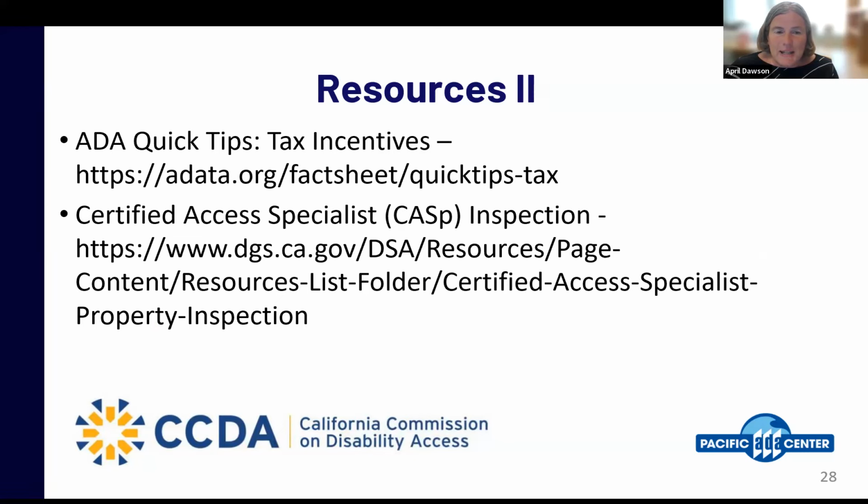There's also the ADA National Network, right, Jan? The adata.org. Yes. The other one that we were just mentioning on the prior slide, ada.gov, is the U.S. Justice Department website. That's where those resources were on the previous slide. And then adata.org is the ADA National Network. Yes. Thank you. The ADA National Network has some quick tips about tax incentives. Also, if you go to the Division of the State Architect resources page, at dgs.ca.gov/dsa/resources, you can learn about certified access specialists.